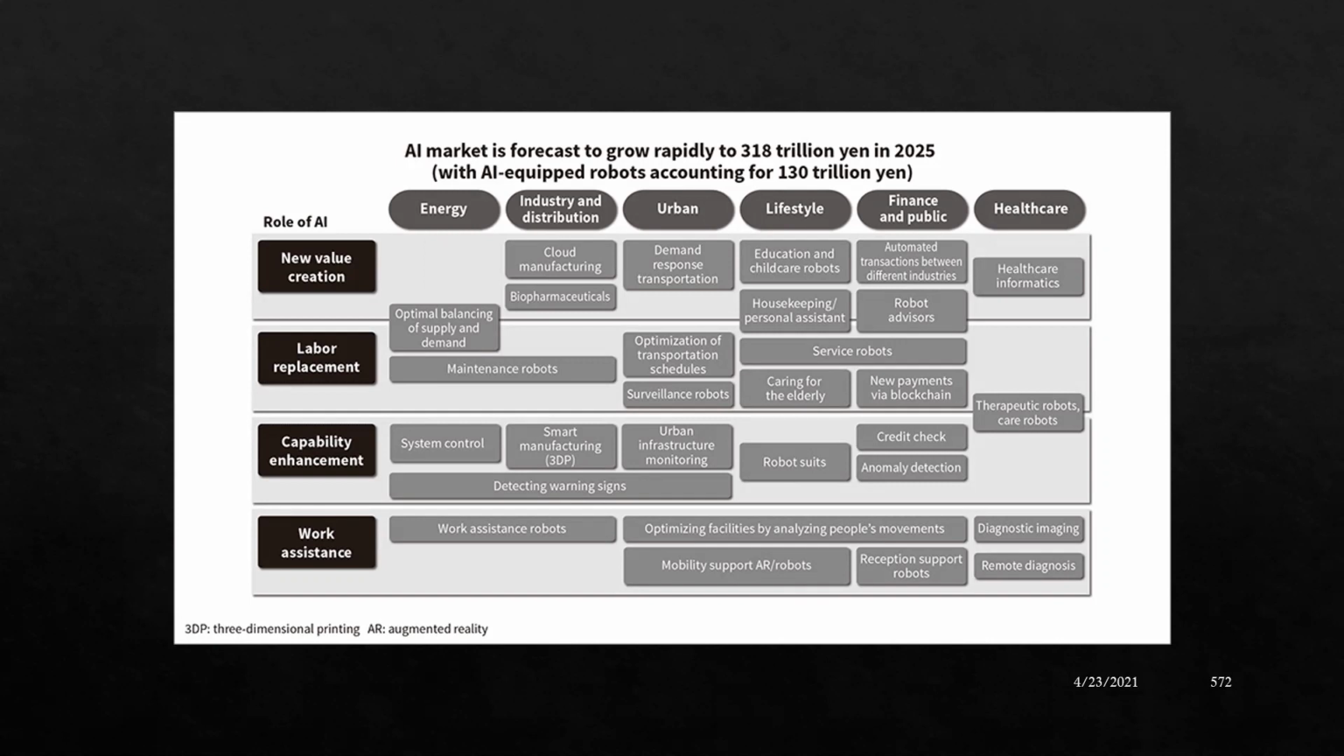And then you can see that there are a lot of things you can do. You match the x and y axes. You can look into, for instance, crowd manufacturing. You can look into automated transactions in the finance and public areas as new value creation, or into labor replacement in the financial and public area in terms of robot assistance, or you can look into credit checks because of your induction and deduction capability. You can look into risk assessments and things like that.